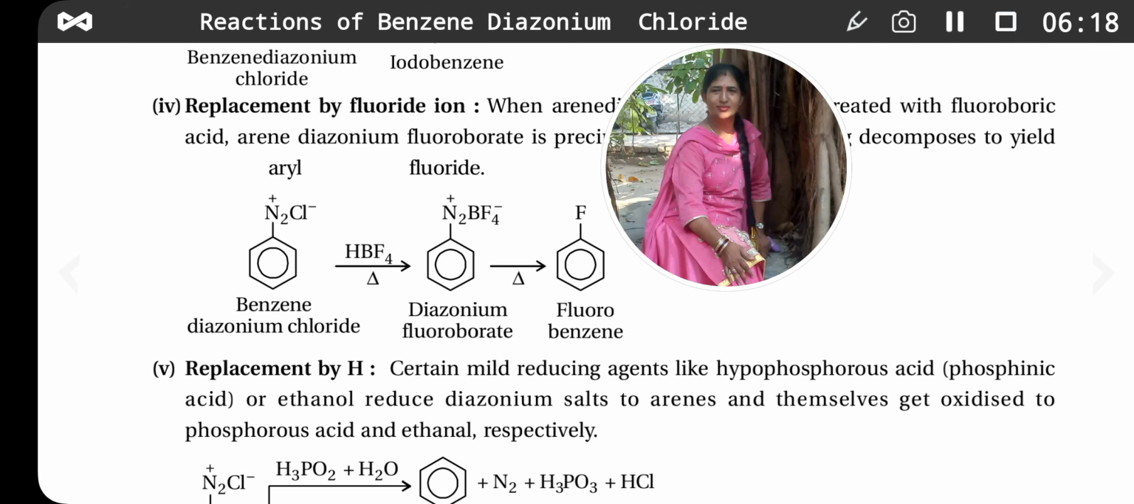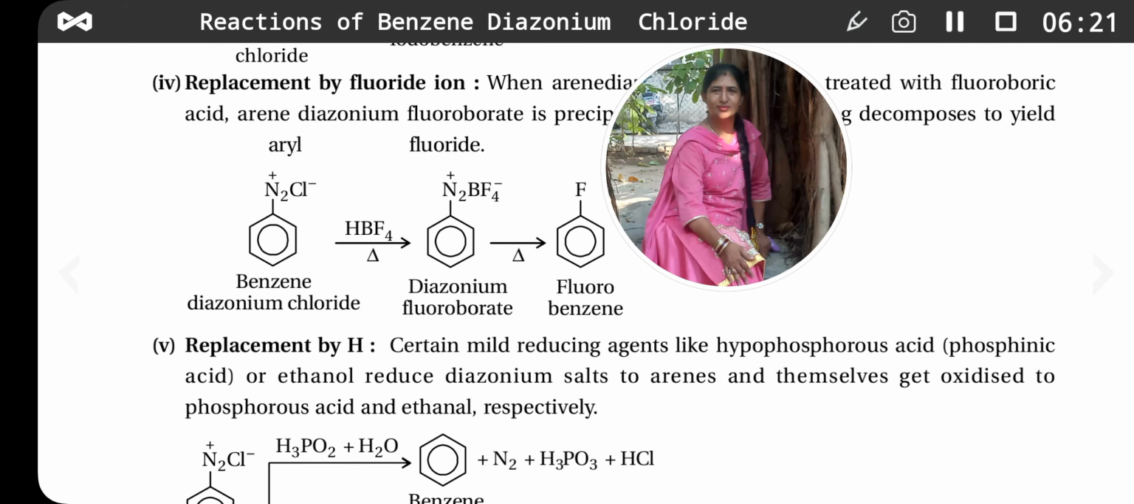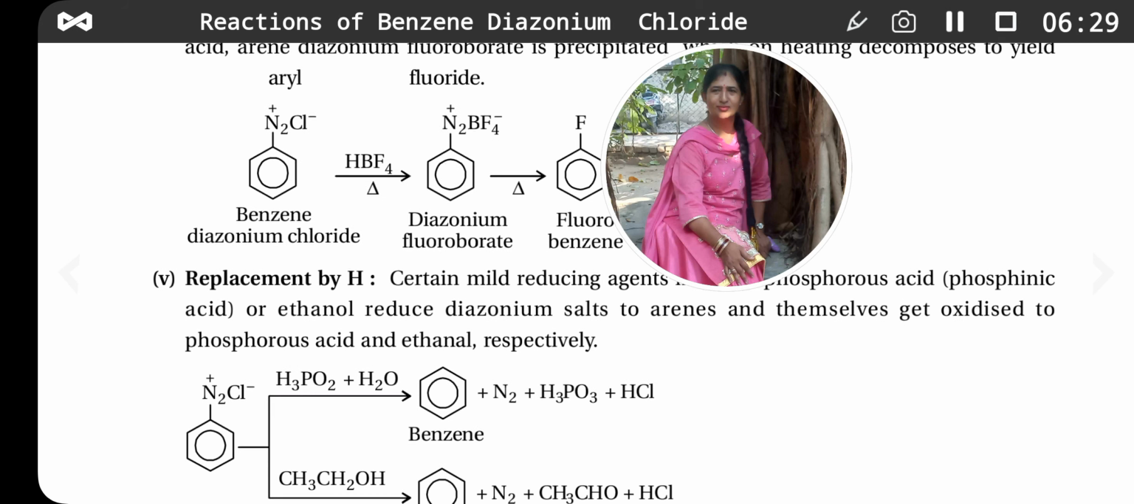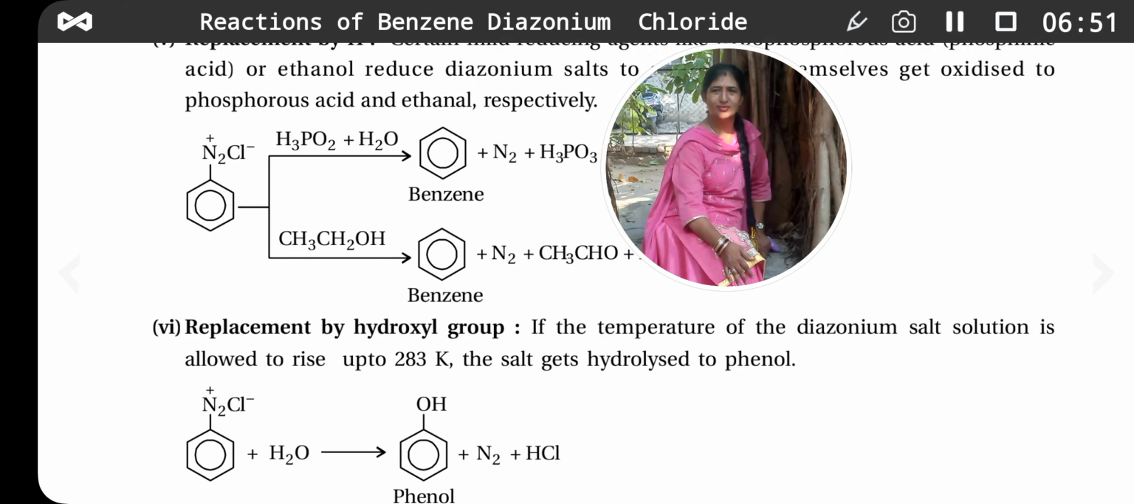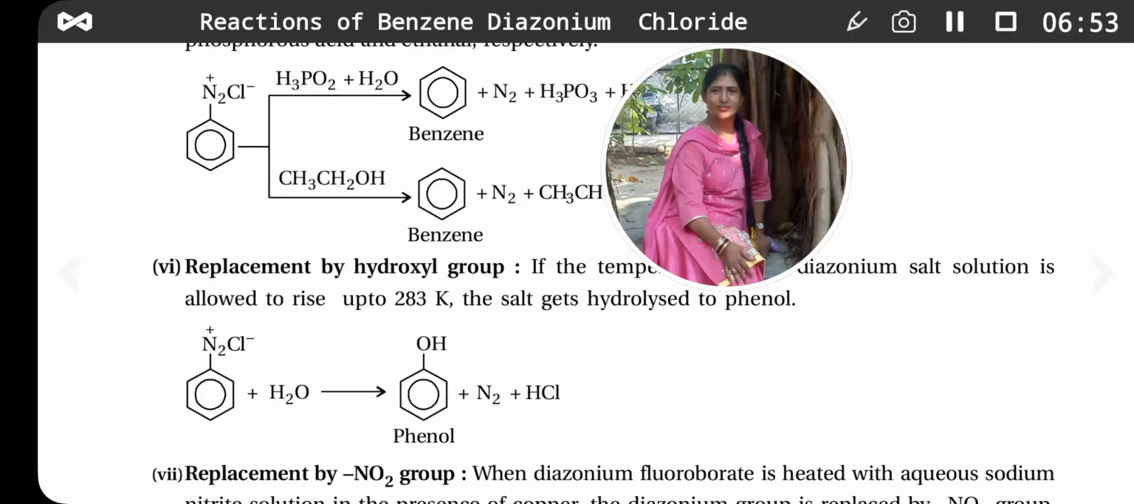In the same manner, replacement by H. Here certain mild reducing agents, like hypophosphorous acid, phosphinic acid, ethanol, reduce your diazonium salt to arenes and themselves get oxidized to phosphorous acid and ethanal. Now easily you can check it out over here. यहाँ पे आप देख सकते हैं कि ये आपका डायजोनियम सॉल्ट है, बेंजीन में कन्वर्ट हो गया है by taking your different reagent. Fine. And in the same manner, replacement by your hydroxyl group.